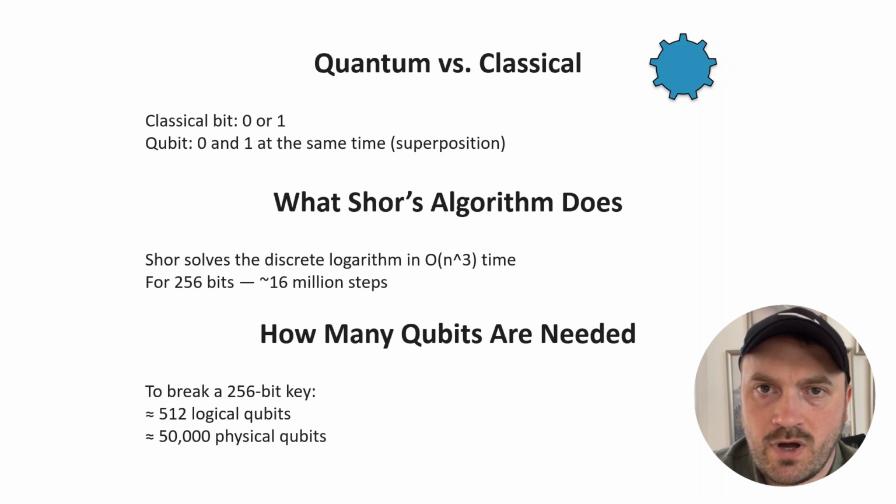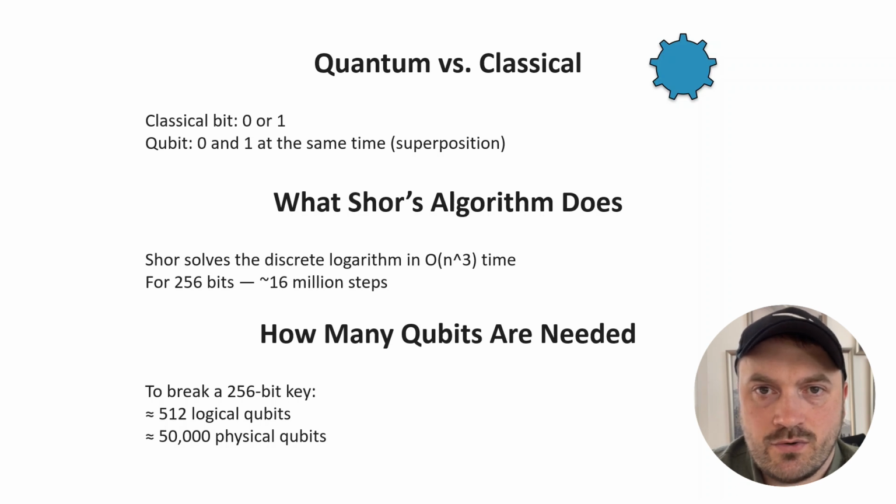Now let's talk about what Shor's algorithm is. Shor's algorithm is a quantum algorithm created in 1994 that can efficiently solve two problems: factoring numbers used in RSA and computing the discrete logarithm used in ECDSA, the one used in Bitcoin.